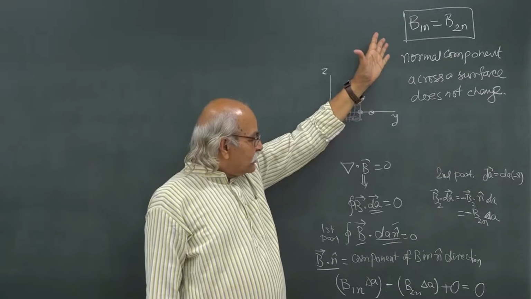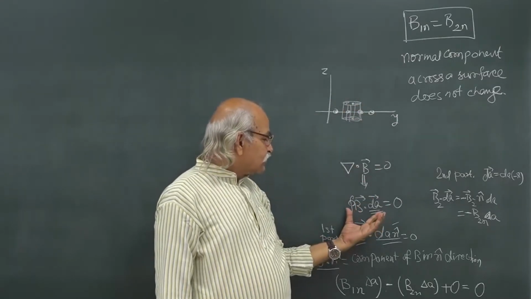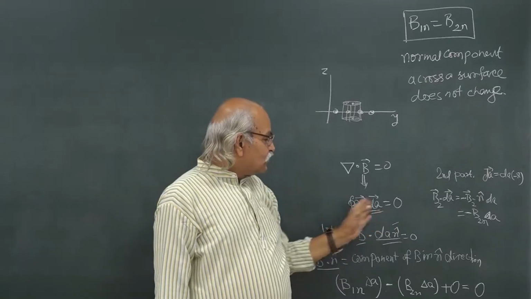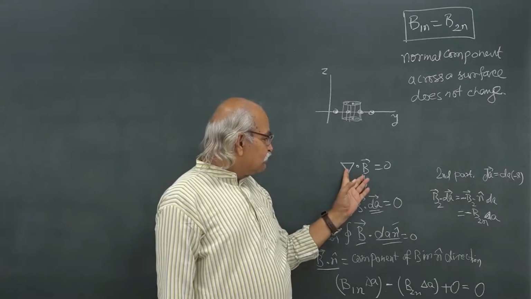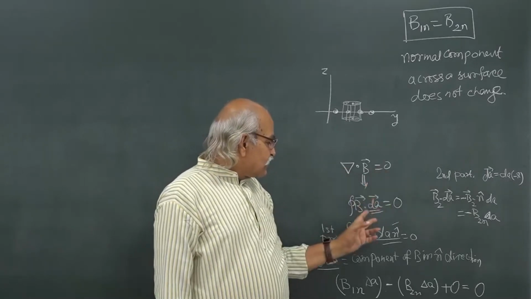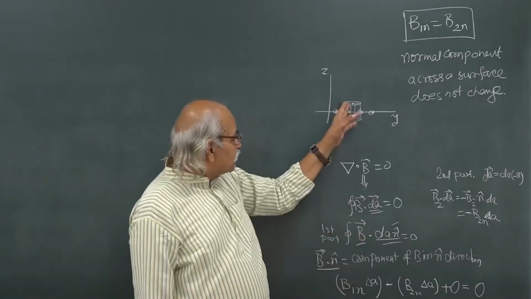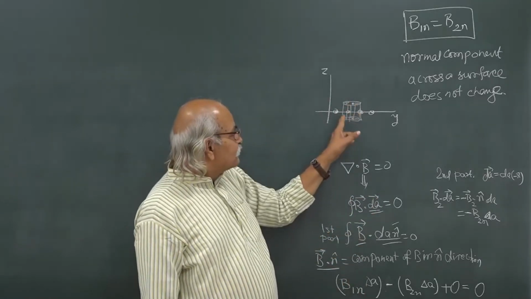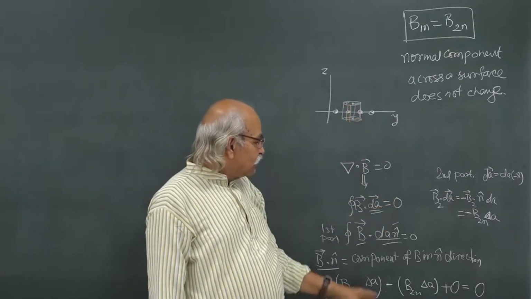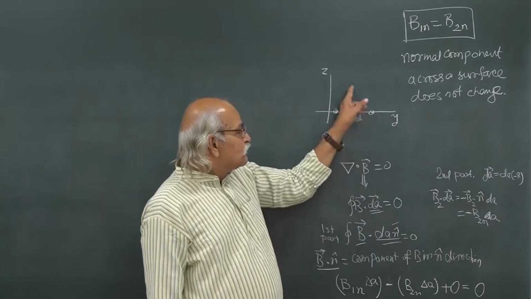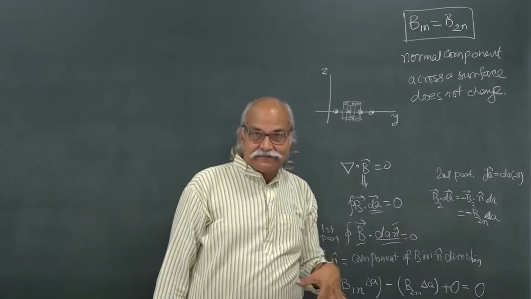For that, our process was this: the magnetic flux through any closed surface is always 0. This was the starting point, and it comes from the divergence of B being equal to 0 always. Then we took a particular closed surface, and using the fact that this has to be 0, we showed that the normal component does not change as you cross the surface, even if there is a current on the surface.